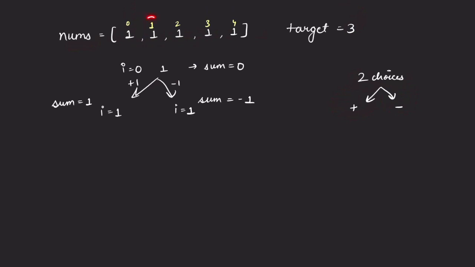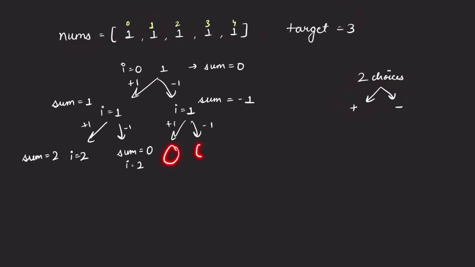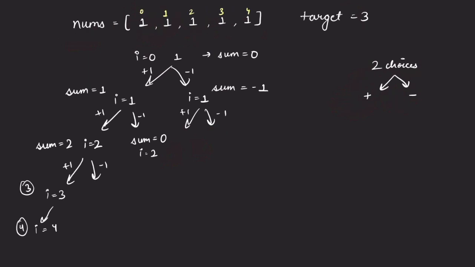Now, for the element at index 1, again you will have two choices here: make it +1 or make it -1. And here also you will have two choices, +1 and -1. When you do +1, the sum will become 2, and then you go to the next index. Here the sum will become 1 minus 1, that is 0, and I will go to 2. And here also the same thing. Again, you will have two choices, take a +1 or take a -1. Here the sum will become 3. Then you will go to the next index, and then to i equals 4. The sum will become 4. Like that, you will make your recursion tree.